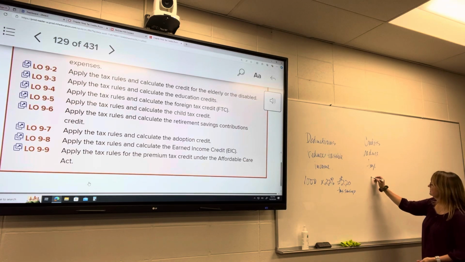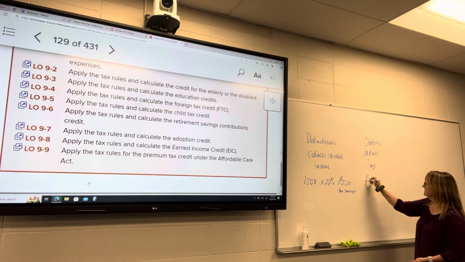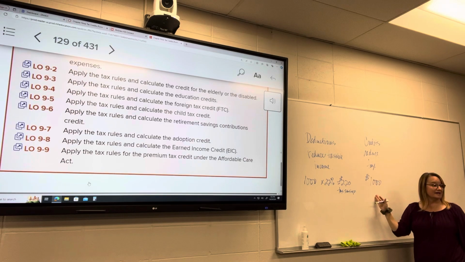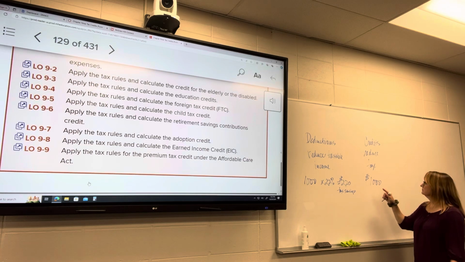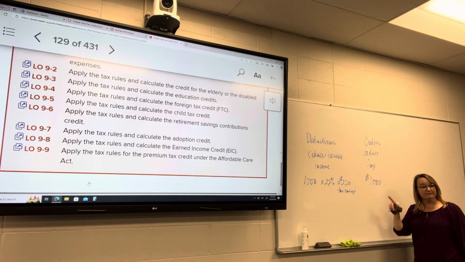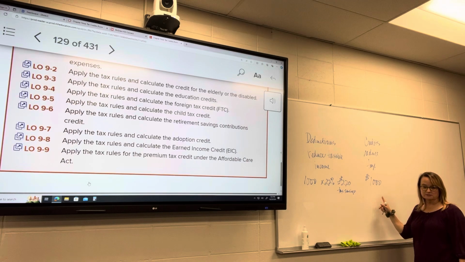Whereas with a credit, if you get a $1,000 tax credit, that reduces your tax by $1,000. So if you had a $2,000 tax liability, and you get a $1,000 credit, now you have a $1,000 tax liability. It's dollar for dollar, whatever that credit is.